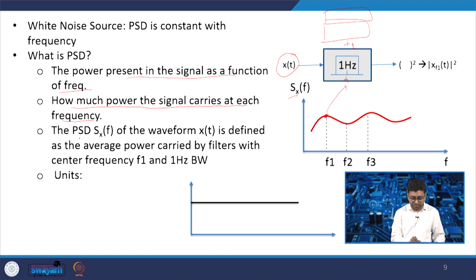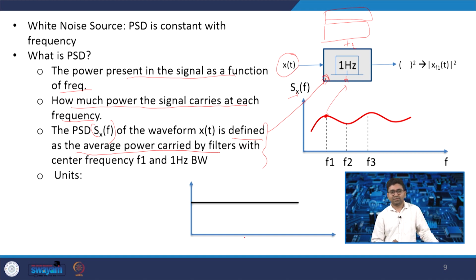The PSD, Sx(f), of the waveform x(t) is defined as the average power carried by a filter. Whatever I explained is written in words here: it is defined as the average power carried by a filter with a center frequency of f1 and a bandwidth of 1 hertz. It has different units that are considered.